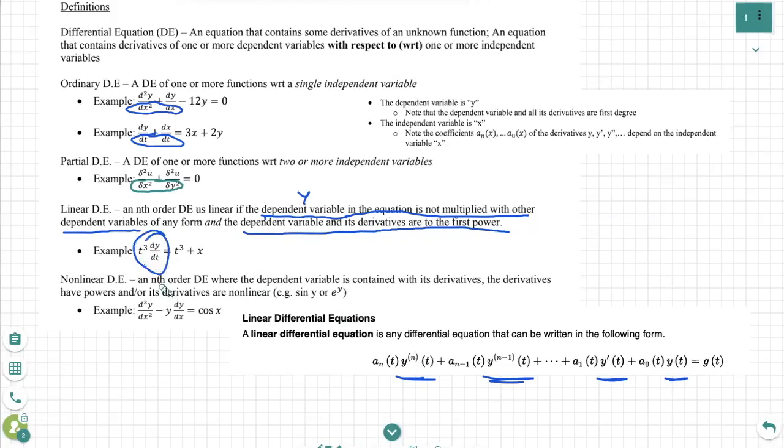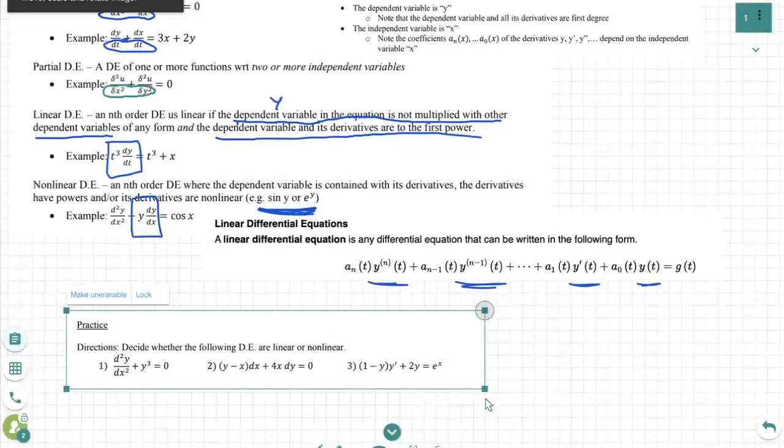So that's okay. But you want to look at these. You can't have this because then you have the dependent variable and its derivative together. That's what makes it nonlinear. And the other thing is you can't have functions of your dependent variable either. So you can't be taking the sine of y, but we might as well look at these ones right now.